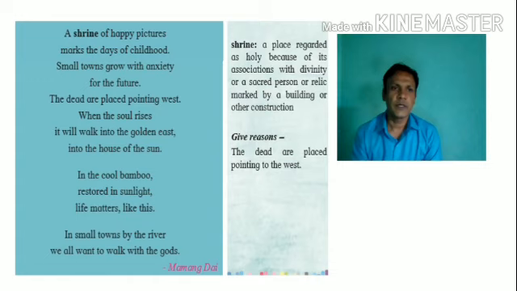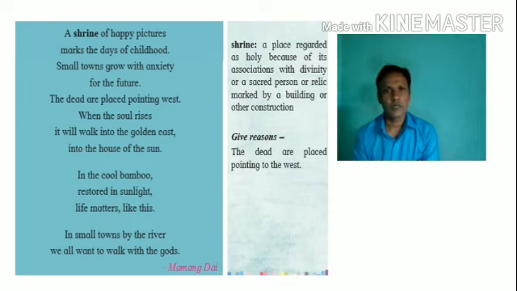A shrine of happy pictures marks the days of childhood. It means that here the poetess wants to suggest something. Shrine means a holy place, and her own town was a shrine when she was a child. Her own town was a shrine. It was a holy place where everywhere there was happiness. There were no conflicts. And she remembers those happy pictures of the shrine, the holy place of her own town, of her childhood now.